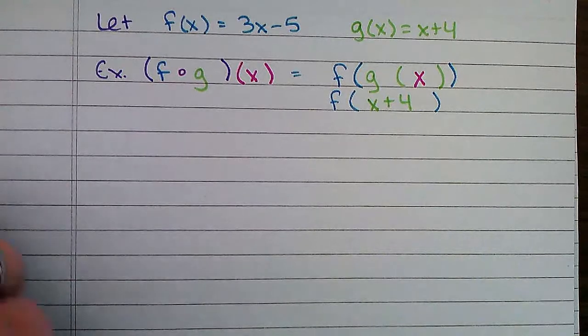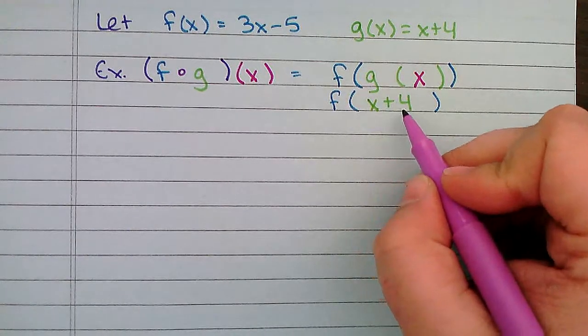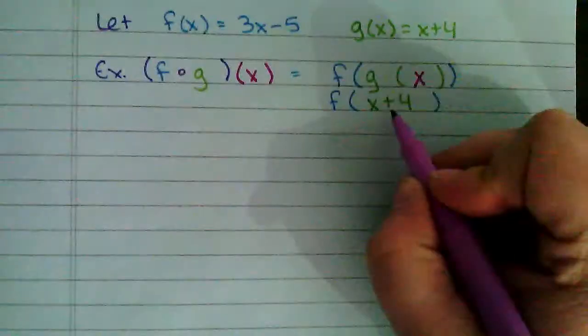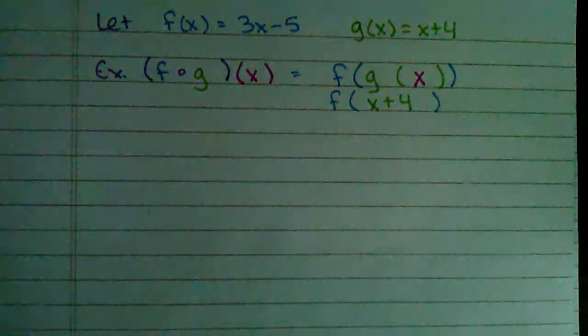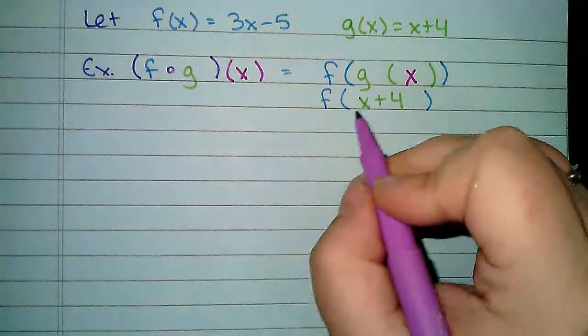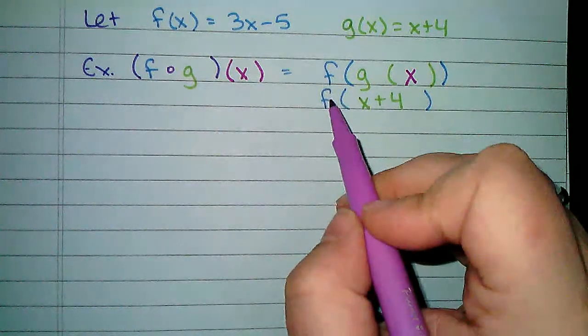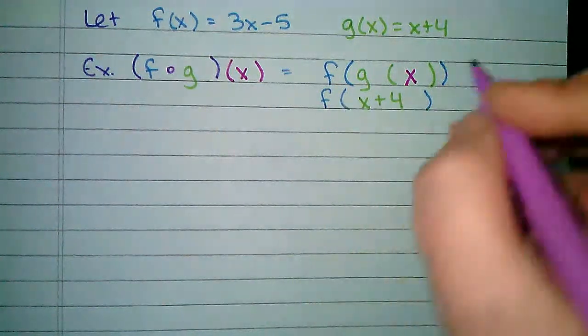Now is when it gets a little bit more challenging. So now, instead of just having one number or one letter like I've had, I've got an x plus 4. So what I need to do is take this x plus 4 and put it in to the f function.